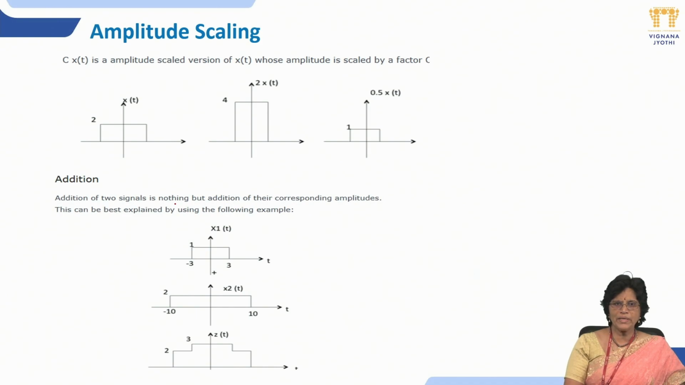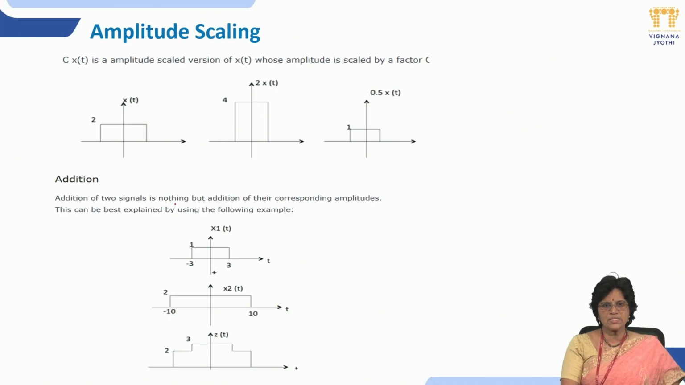So if the original signal has amplitude 2 and you multiply it by 2, the amplitude of the signal clearly increases. In the case of 0.5, the amplitude decreases. So based on our application, you can increase or decrease.